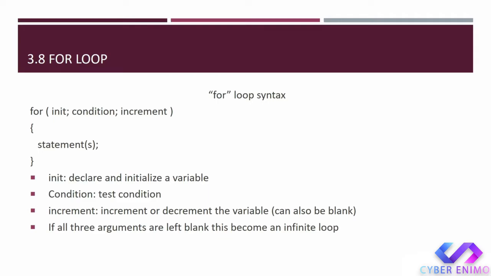The last argument is an incrementing or decrementing operation that will be performed on the first argument. Then between curly brackets, we type the code to be executed every time we loop around. If all three arguments are left blank, then this becomes an infinite loop.